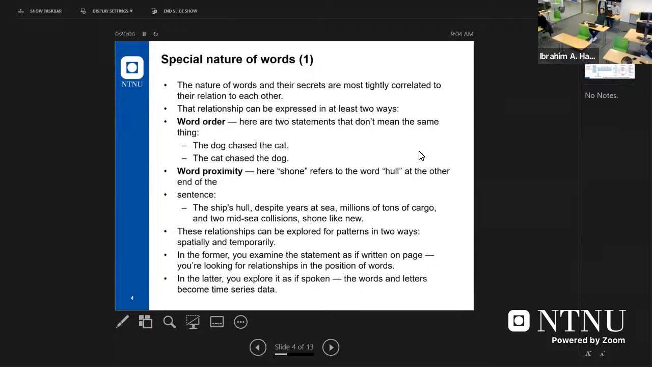In the former, you examine the statement as if it is written on a page. You are looking for relationships in positions of words. In the latter, you explore it as if spoken. The words and letters become time series data. When it's spoken, it's like time series data, and therefore it's much better to use RNN to work with spoken language.